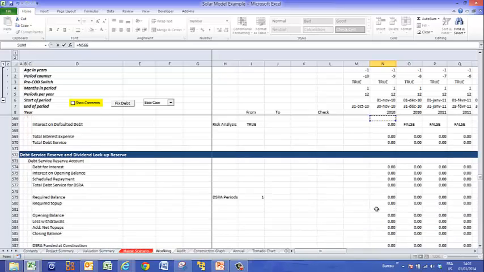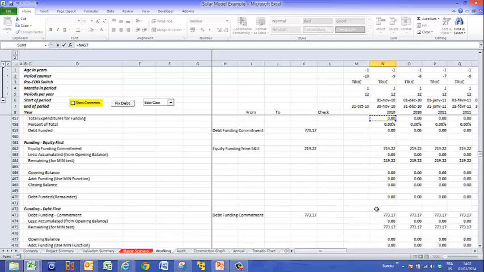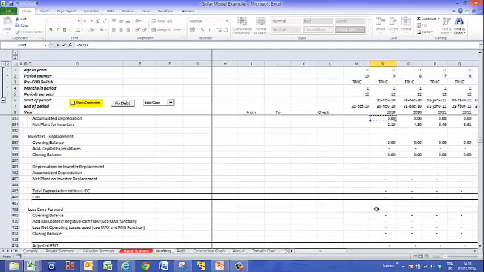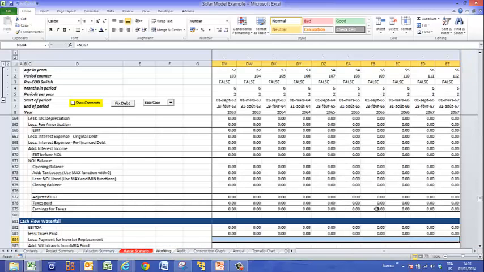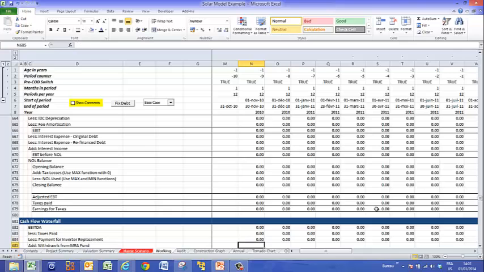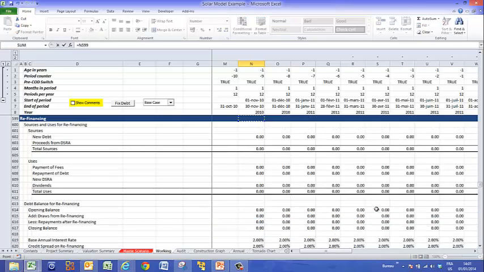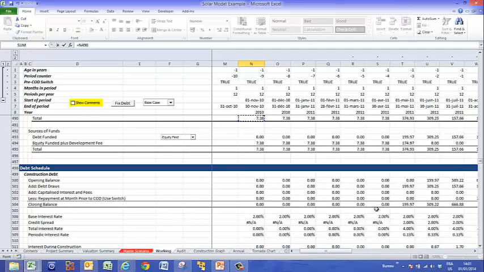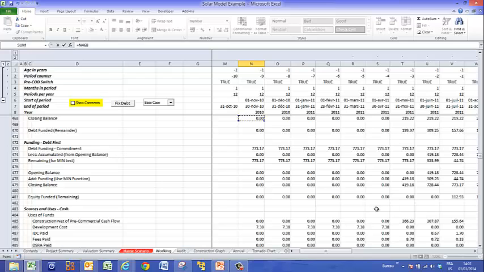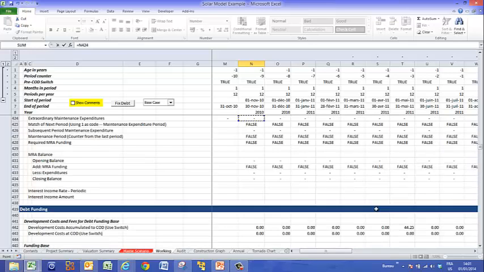Well, let's get this from the cash flow analysis, and it's theoretically possible, not the way we programmed it, but in other situations, that the actual expenditure for the funding could be different than the withdrawal from the MRA fund. Now, where is the MRA fund? That's a little bit higher up here.